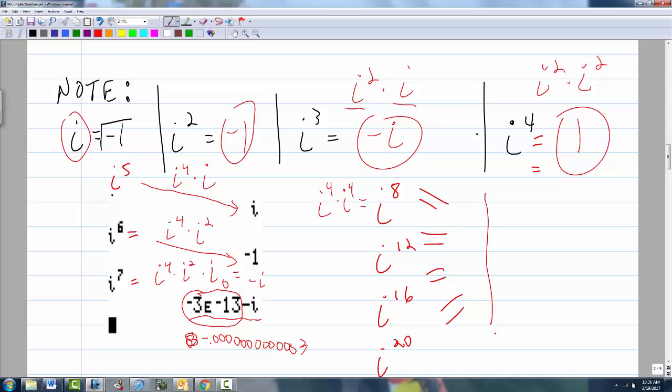All right, and then over here, i to the fifth is i to the fourth times i. All you have to do is have some minor knowledge of exponents. What's i to the fourth? 1 times i is i.